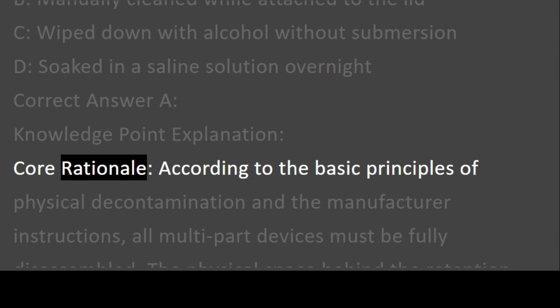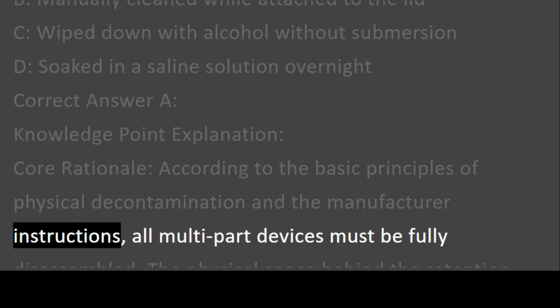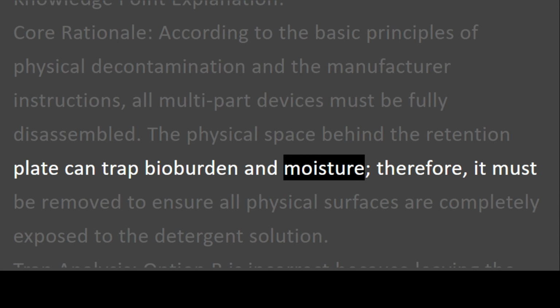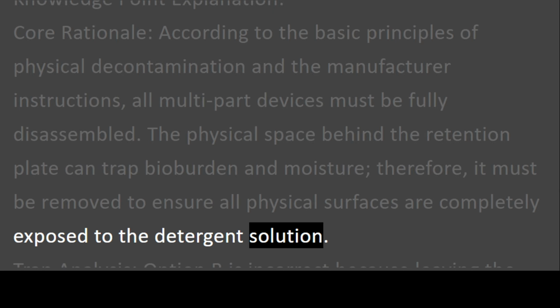Core rationale: according to the basic principles of physical decontamination and the manufacturer instructions, all multi-part devices must be fully disassembled. The physical space behind the retention plate can trap bioburden and moisture, therefore, it must be removed to ensure all physical surfaces are completely exposed to the detergent solution.